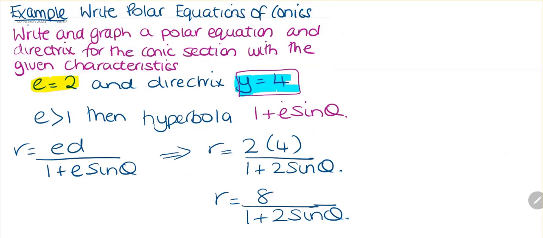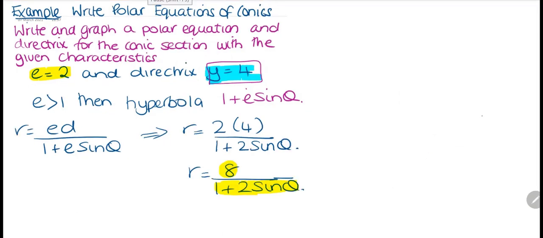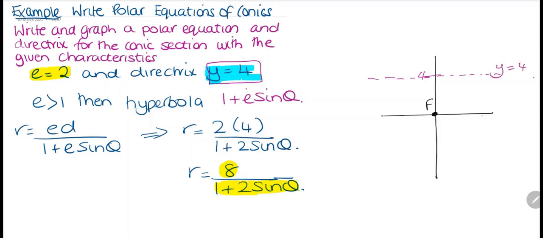Okay, so let's have a look at sketching this. So we have a focus here. The center, we know this is the directrix on y is equal to 4. And our graph is a hyperbola. So this is going to be this shape. And then it's going to be repeated up here. So let's check in Desmos.